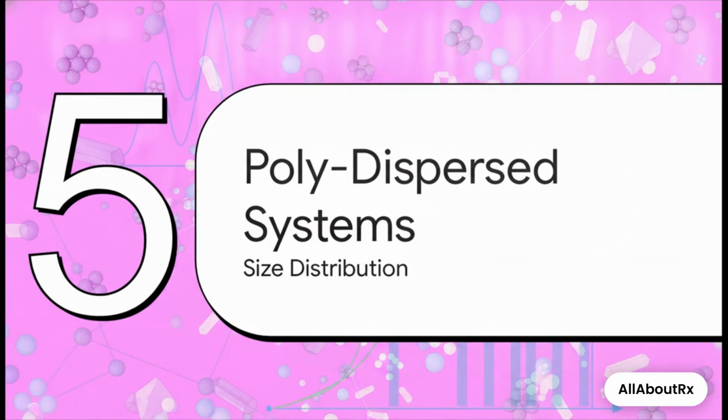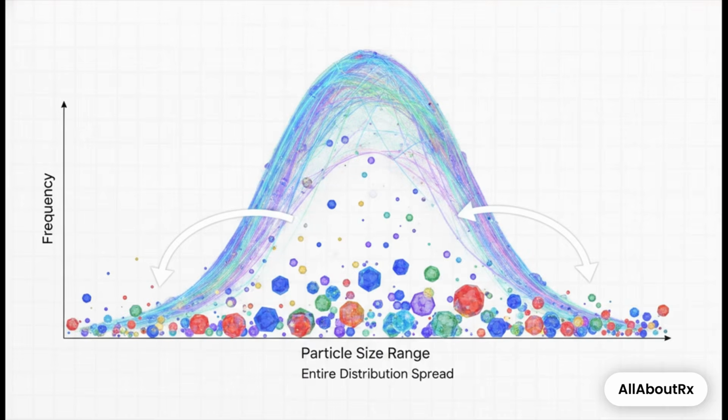Section 5, Polydispersed Powder Systems. Here is a major curveball. In the real world, almost no powder is perfectly uniform. Most mixtures are what we analyze as polydispersed powder systems. This simply means that a single sample is a collection of particles featuring multiple different sizes. Because of this, you will find that understanding the complete size range and distribution spread is absolutely essential.